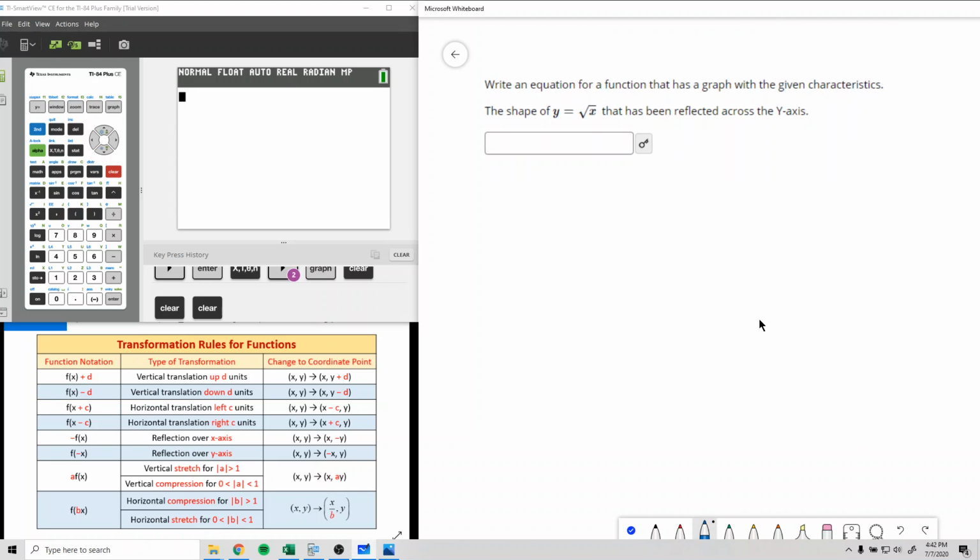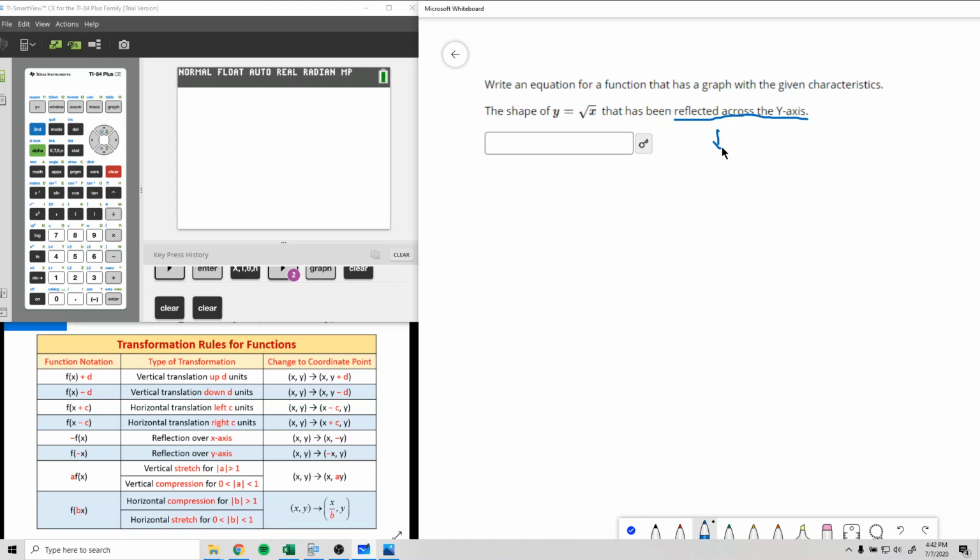This question is asking us to write an equation for the function that has a graph with the given characteristics. It's the shape of y equals the square root of x that has been reflected across the y-axis. So this is what's important. This is the function we'll mess with.